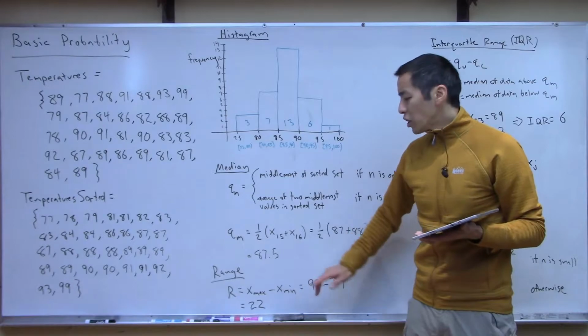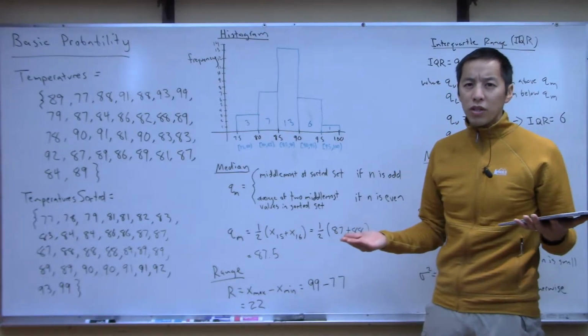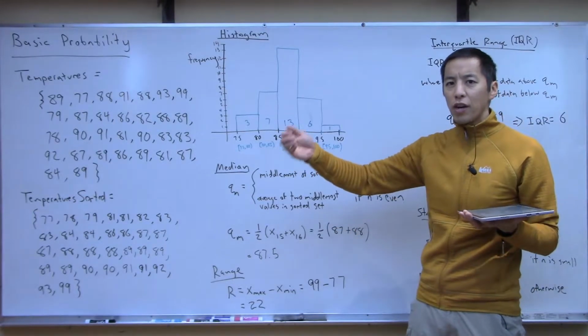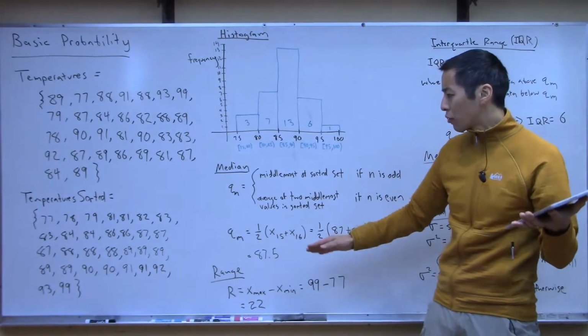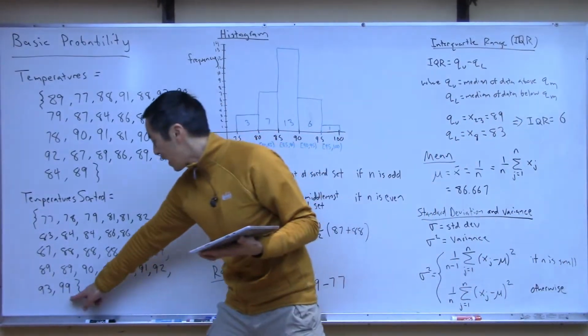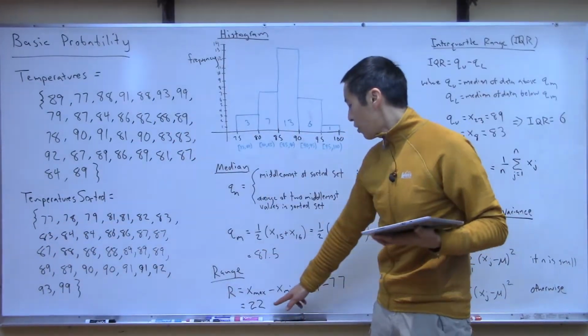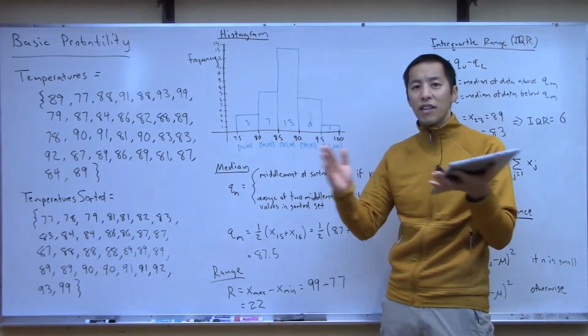Now, the range of the data set is another very easy quantity to measure, right? It's basically the largest value minus the lowest value. So it gives you an idea of the range of measurements of numbers. So in our case, you can see it's just 99 minus 77. So there's a range of 22 degrees in this data set, right?